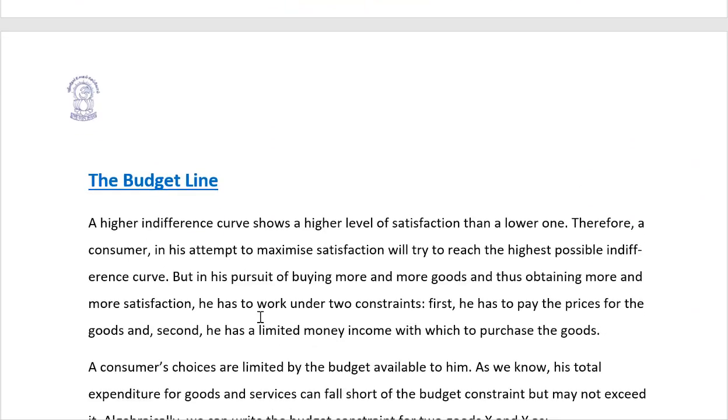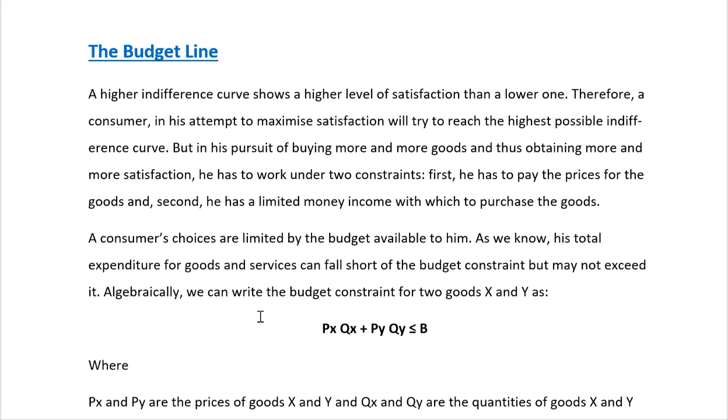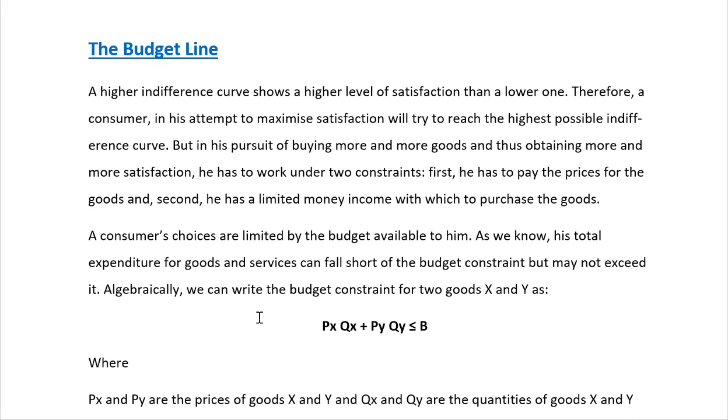Let's move to the next topic, and that talks about budget line. Our next topic talks about budget line. So basically, students, a higher IC curve denotes a higher level of satisfaction. So the consumer always wants to go for a higher IC. But suppose, many times you don't have that much money to spend. What will you do in that case?